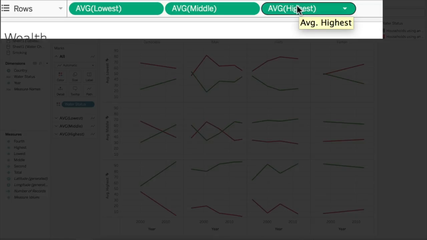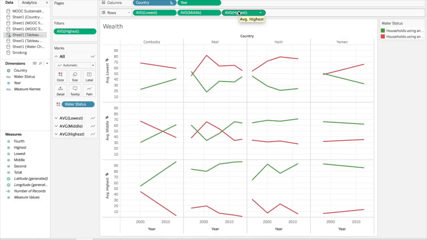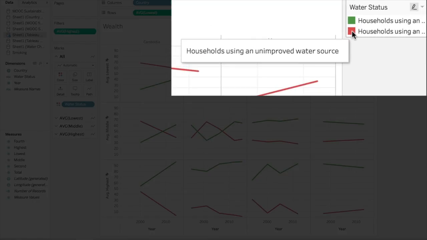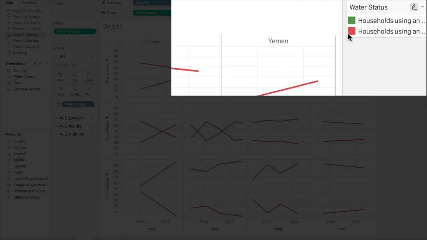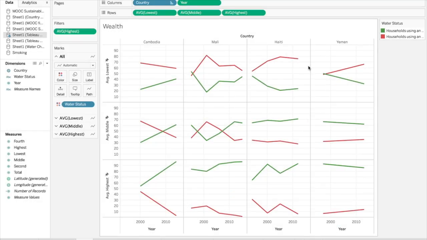So if we drag the variables into the rows and columns and we add a little bit of color that makes it more clear immediately, we're using red to show that they do not have access to improved water, and green to show that they do have access to improved water. Again, you wouldn't use these colors in your final product. We're simply using them for our own internal exploratory purposes. You can use any colors you want. Tableau has many colors available.